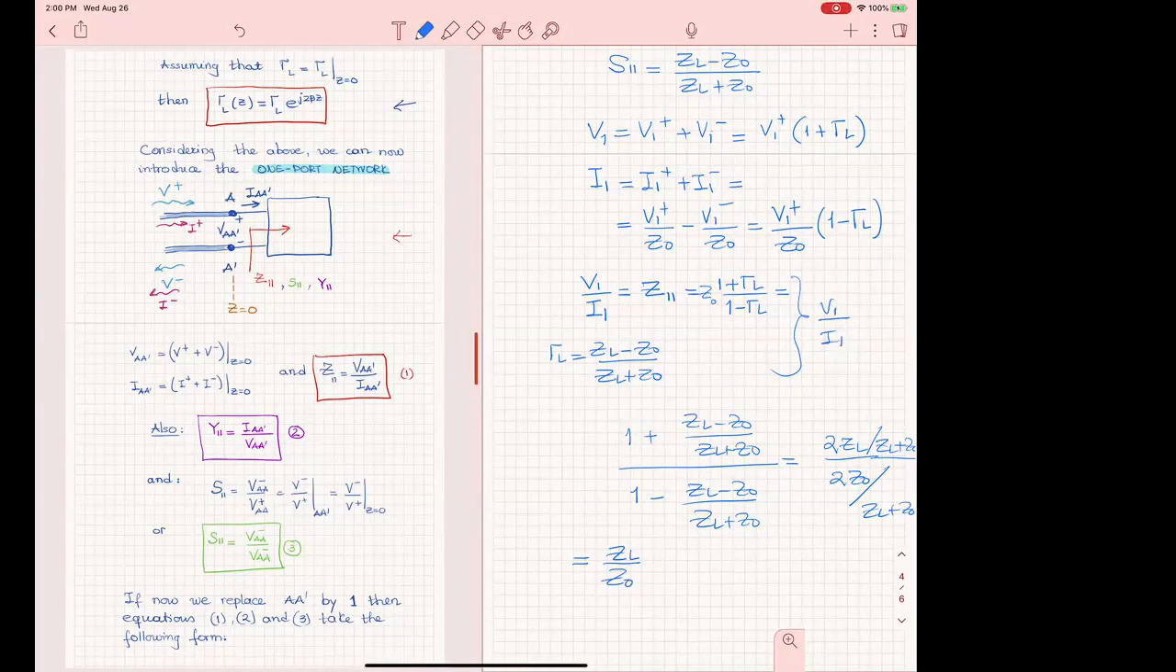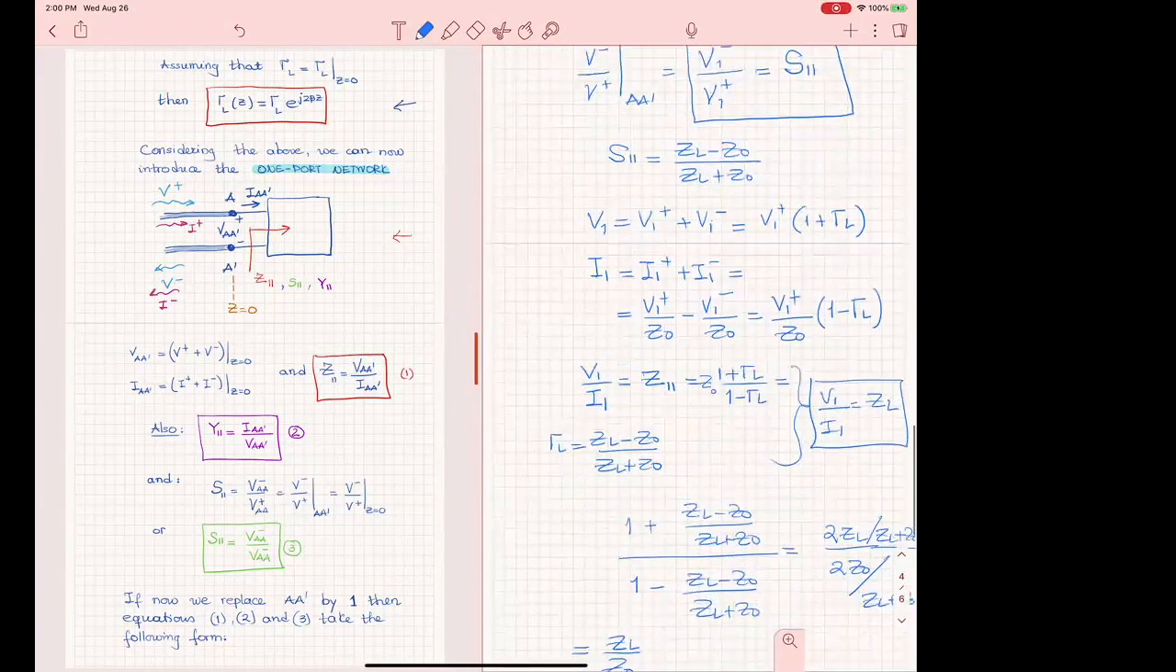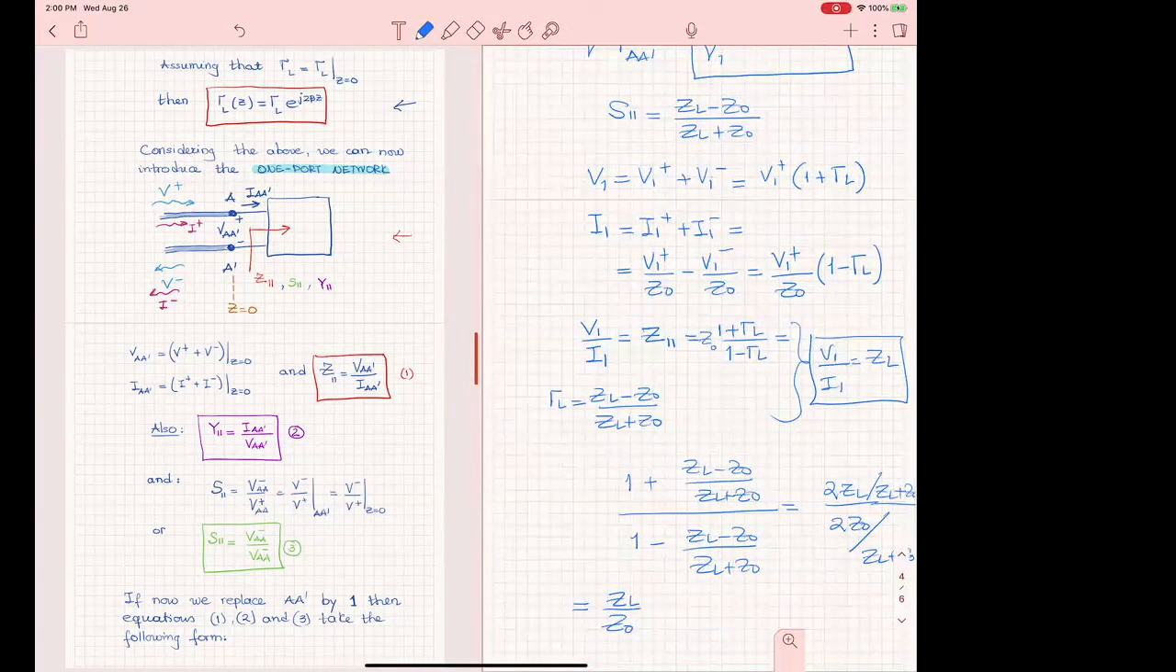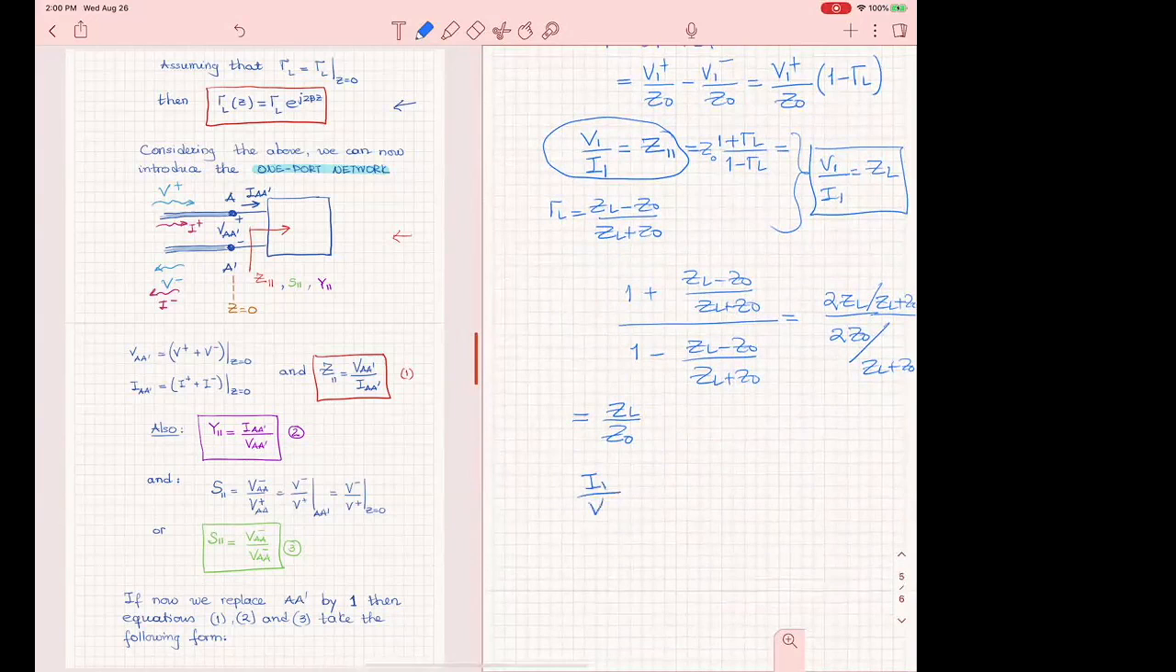So in this case, what we have is ZL. So what we found is that for this one port that has inside ZL, the input impedance, the input V1 over I1, which I called Z11 here, is nothing else but ZL. The same way, we can define another parameter, I1 over V1, which is Y11, and it's nothing else but 1 over Z11.